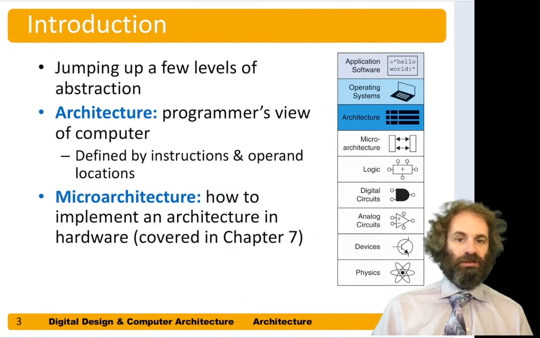So previously, we've been working at the low levels of abstraction. We started with devices, worked our way up to digital circuits and logic, and now we're jumping up to the opposite end, architecture, the programmer's view of the computer. And then in Chapter 7, we'll work our way back down to microarchitecture to meet in the middle and look at how to build hardware that actually implements an architecture.